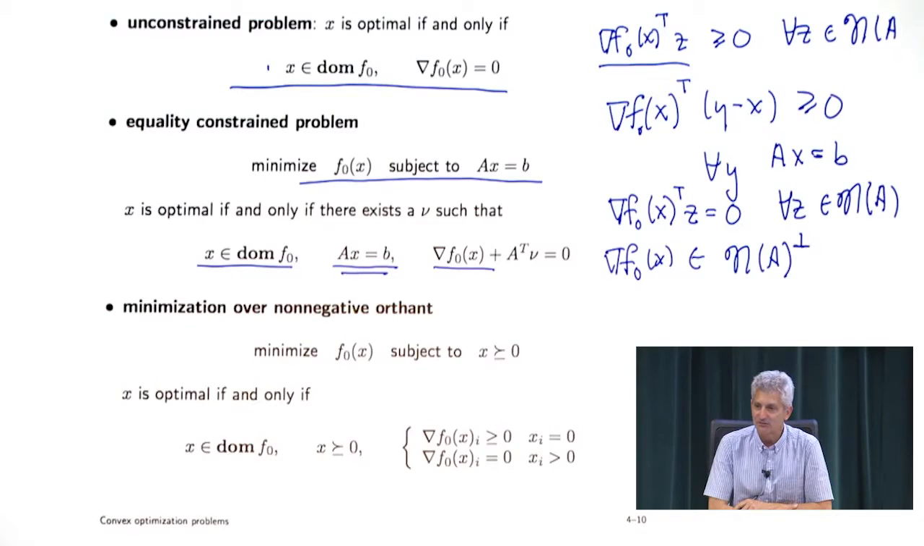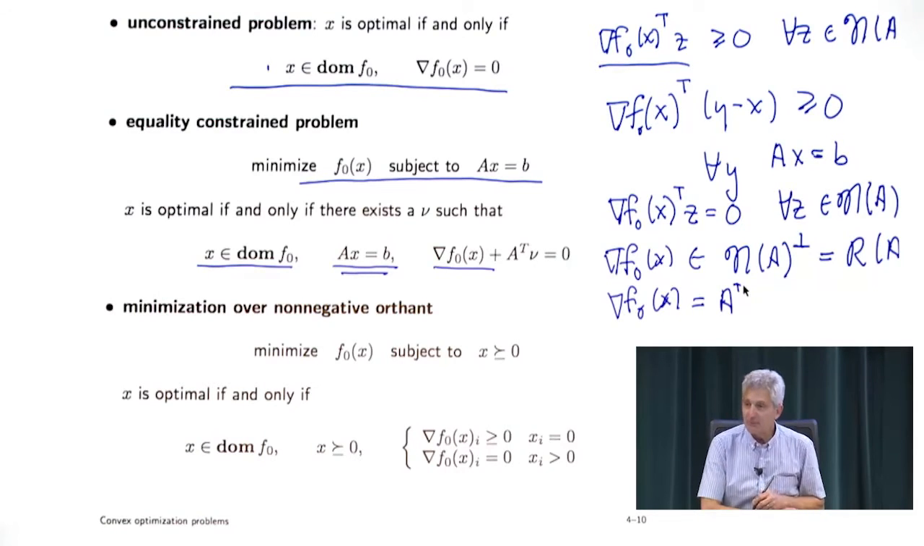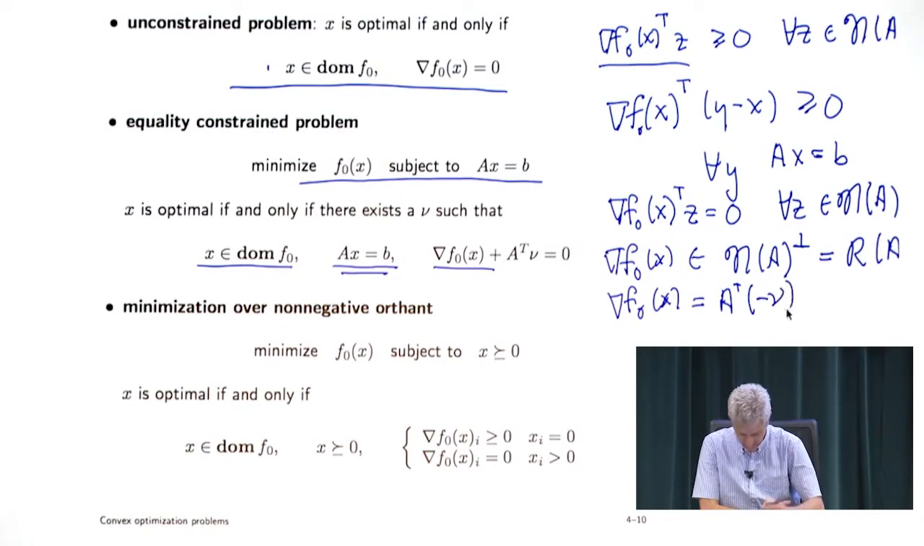That's a macro. That's the definition. If you make a zero inner product with everything in a certain set, you're in the perp of that set, the orthogonal complement. And this thing, you'll remember from linear algebra, is the range of A transpose. That says that I can write grad f0 of x as A transpose times something. And the something I'm going to choose, I can write anything I like, but how about negative nu there.